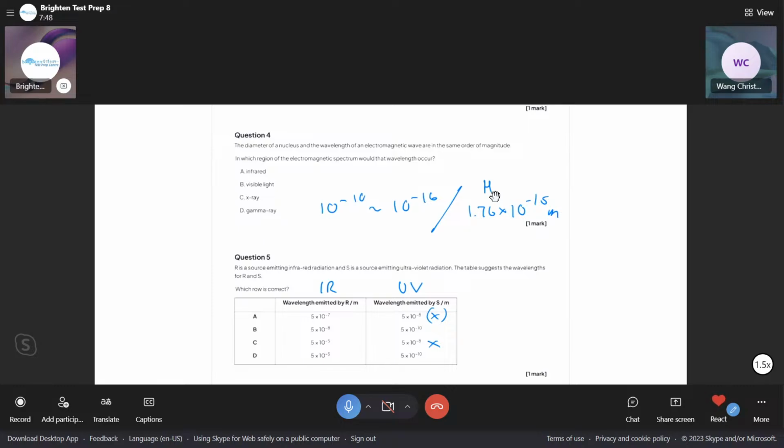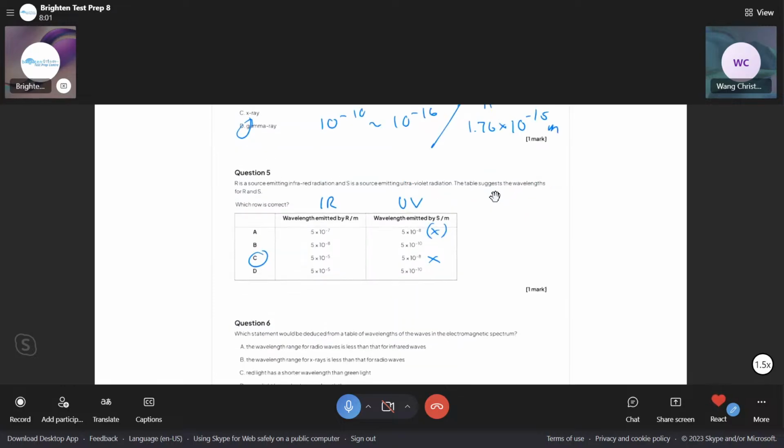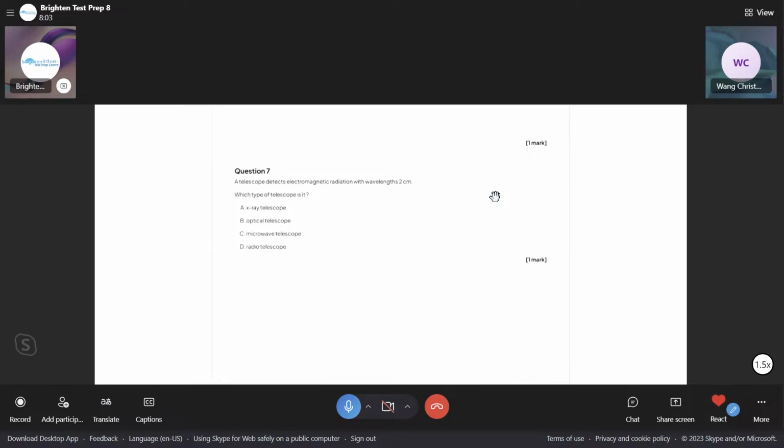C. C, right? So 10 to the power -5. Okay, so C. All right. Gamma ray. I think that's a similar question. Yeah, maybe 7. This is very typical, right?